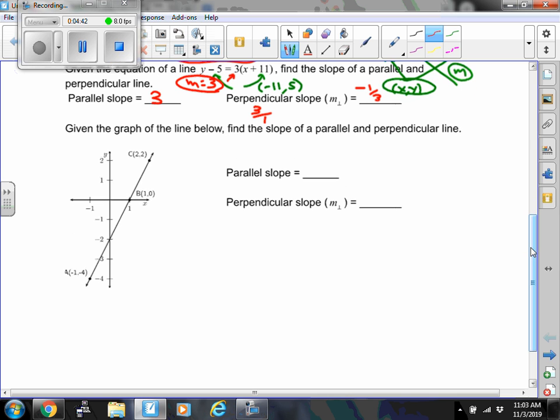Now we're going to do the same thing. Goal is slope, but now we want the parallel and the perpendicular. So yes, there are points on this graph, but the points will change for different lines.